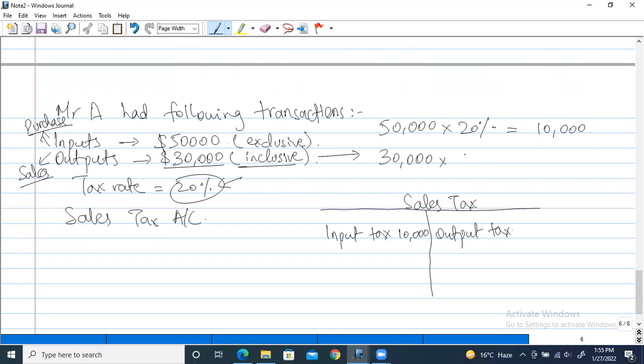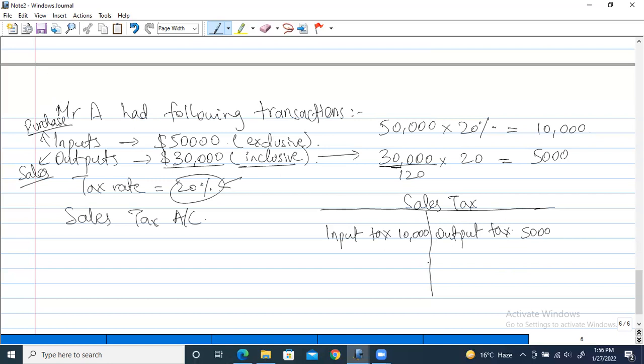So what we'll do is 20 over 120. Or you can also do it like this. In other words, 30,000 divided by 120, and this will give us the answer for 1%. It's simple maths. And multiplied by 20, we just need the tax element. So 30,000 divided by 120 into 20. Now let's calculate this. 30,000 divided by 120 into 20. This gives us the answer of 5,000. So output tax, how much have we got? It's 5,000 pounds.